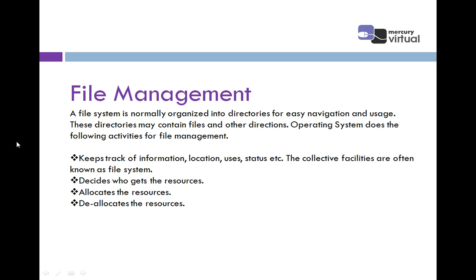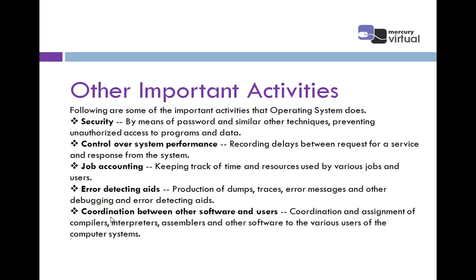This includes 4 activities. The first one is keeping track of the information, location, usage, and status. The next one says it decides who gets the resources and at what timing. Then it allocates the resources, meaning allocation is also done by file management. Then deallocation of the resources, meaning how to deallocate the resources when the process is not in use, right?